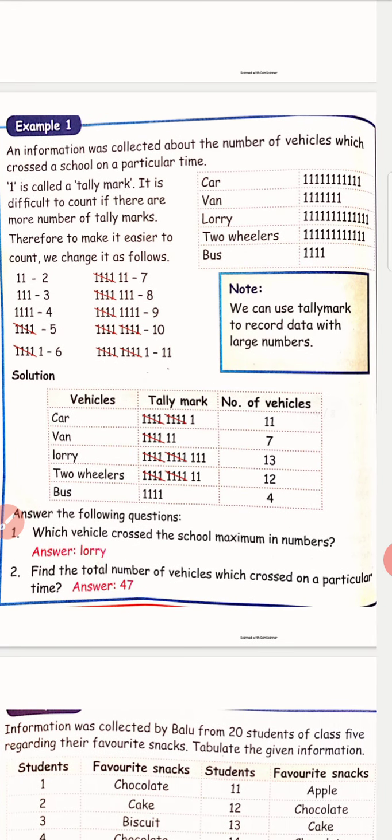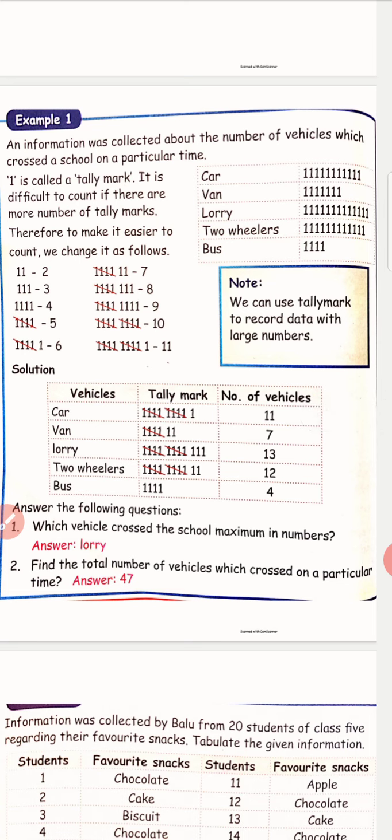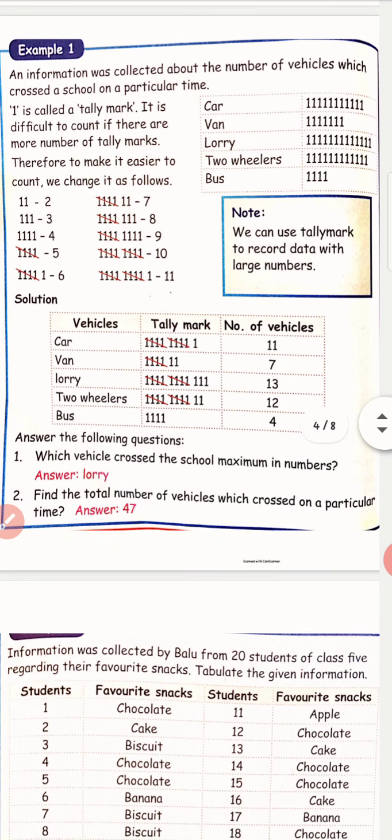They count the number of vehicles that crossed the school at the particular time. So when one car crossed, we draw one. Next, when another car crossed, they draw another one. A van also, they draw one. After that, when the next one comes, they draw one. So how do you draw the tally marks?